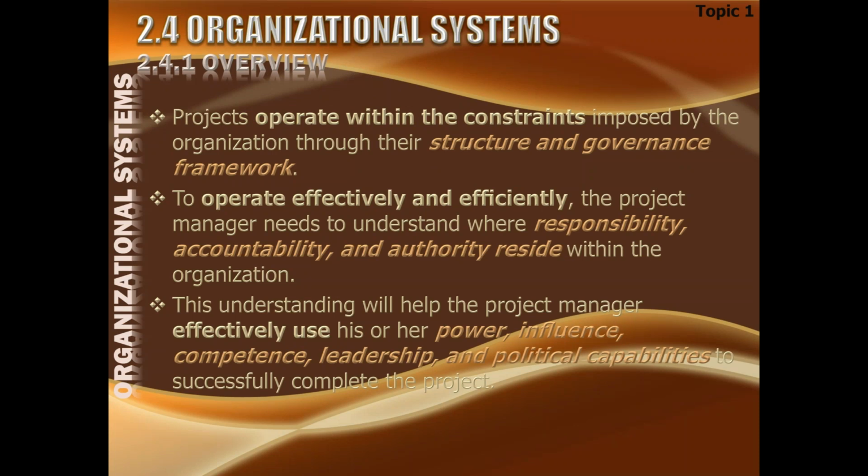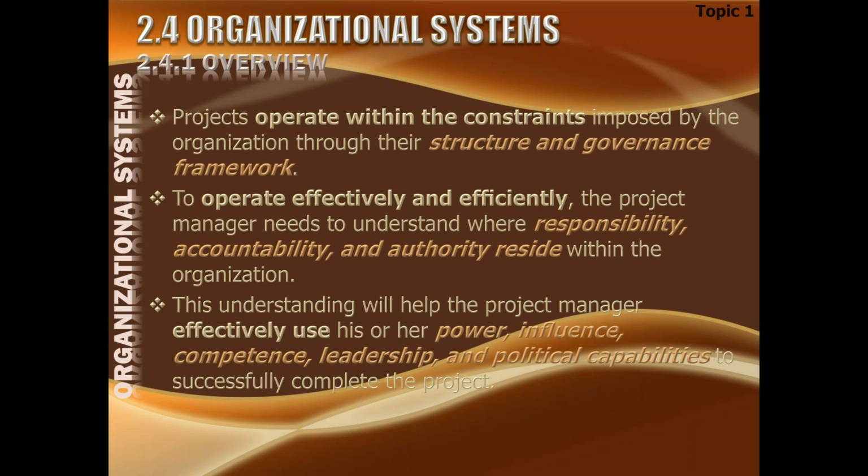So we have talked about the enterprise environmental factors. We have talked about the organizational process assets, and now we are going to talk about the next thing, which is organizational systems. So, what are organizational systems? Projects operate within the constraints imposed by the organization through their structure and governance framework. So, basically, there is a setting which the organization has created in which the project is happening. This setting defines the system around the project.